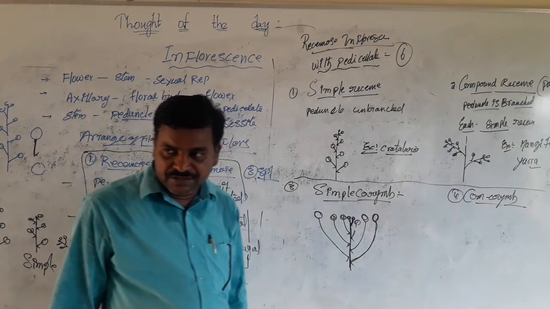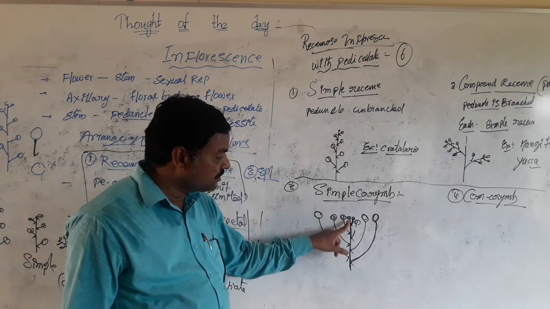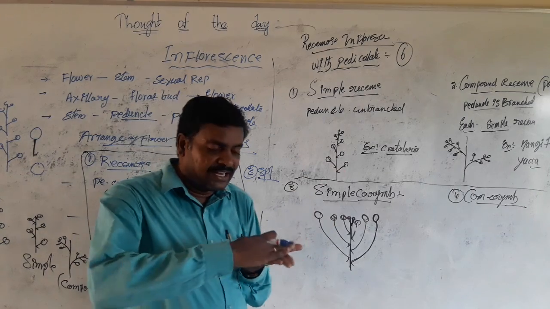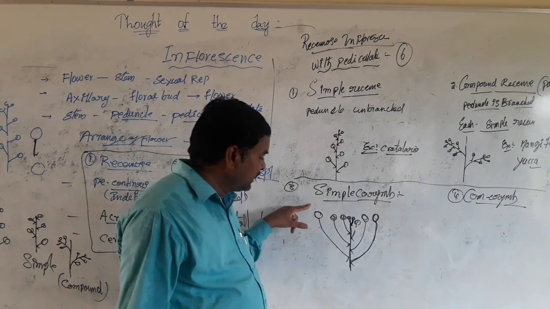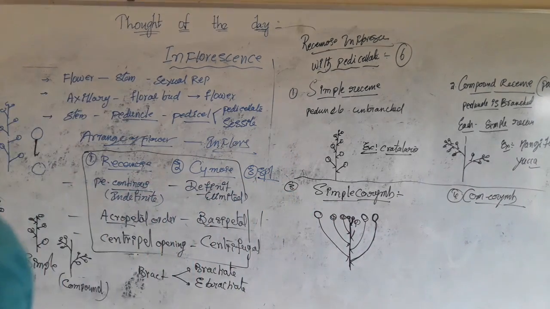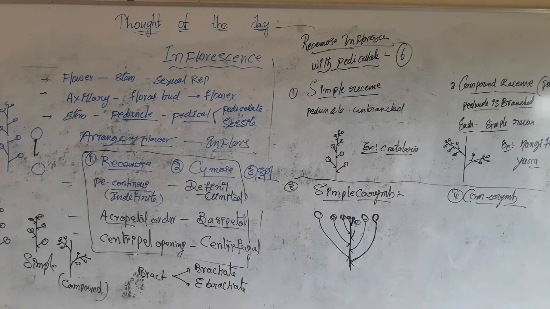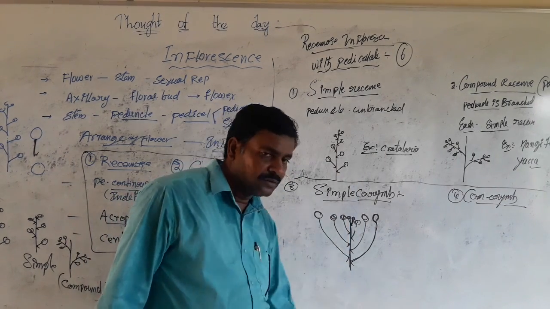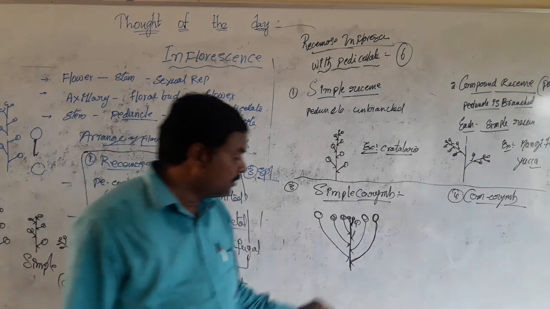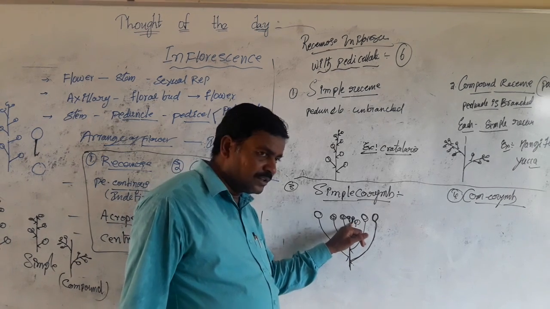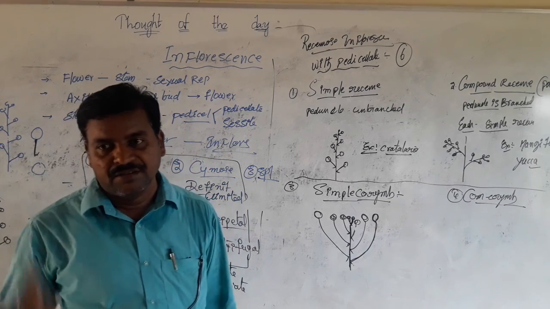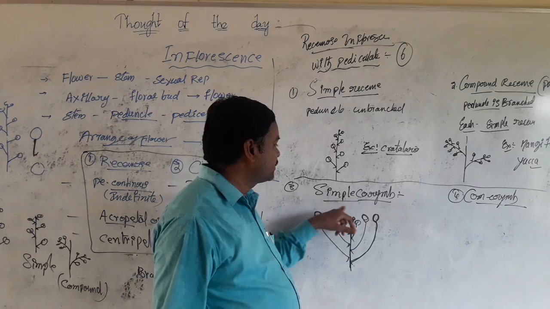Even though all these flowers are born at different locations on the peduncle, all the flowers are brought to the same height. Older flowers have longer pedicels, upper younger flowers have shorter pedicels. Even though they are born in different locations of the peduncle, all the flowers are brought to the same height. This type of inflorescence is considered a simple corymb.